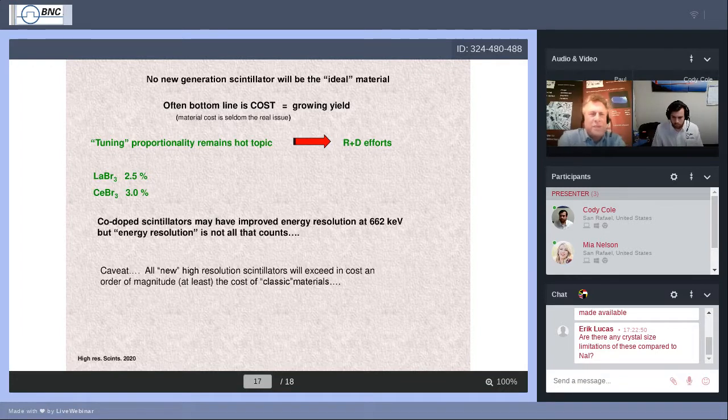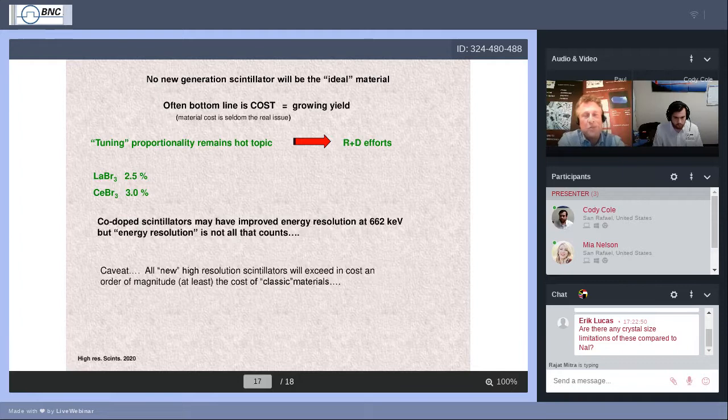No new generation scintillator will be an ideal material, I have to state. There will be some disadvantages. Most of the materials we discussed today are hygroscopic, which is a disadvantage, but this can be overcome by proper encapsulation. The bottom line in application of a material is often the cost, and this relates strongly to the growing yield, which means how many chemicals you need to grow a material that you can cut into a size you can use in an instrument. The material cost is seldom a real issue there.